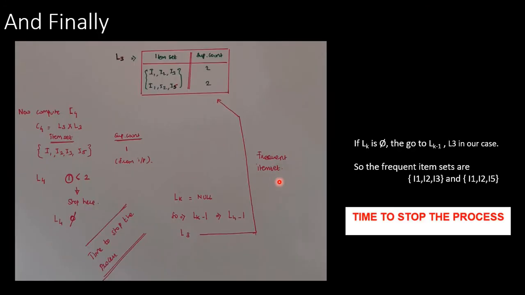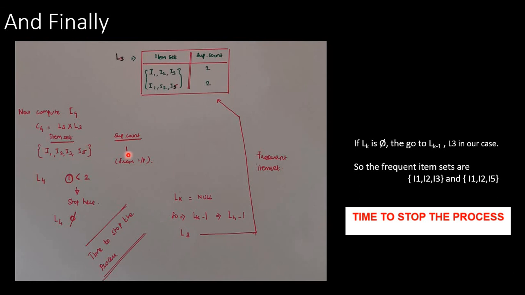Now, what is the next step? We need to compute C4. We computed C1, L1, C2, L2, C3, L3, and now it is time for us to compute C4. How do we do it? L3 into L3. I1, I2, I3, I1 is common, I2 is common. So I1, I2, I3, I5. This is the item set.